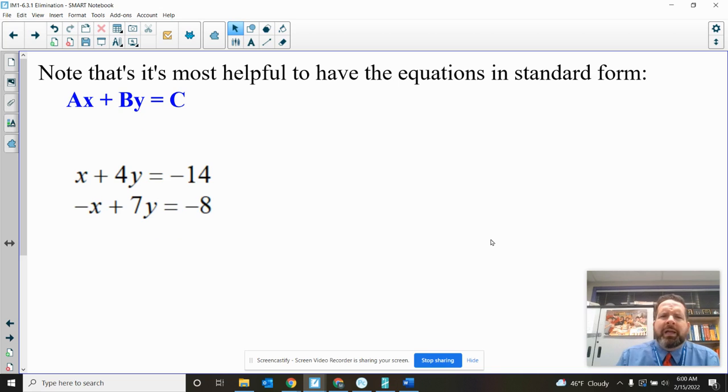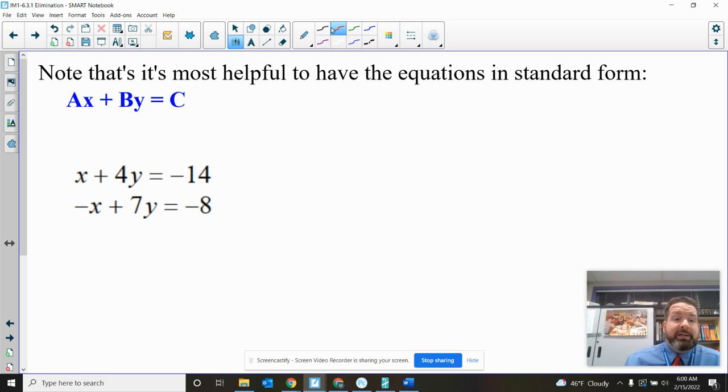Now, it doesn't have to be in standard form, meaning looking like this. So your x's and y's on one side, a number on the other. This is just the most helpful form to keep things organized. So that's what we mean when we say standard form. You've got x's, y's, number. For the ones you do today, the first step will already be done for you. You will not need to multiply anything.